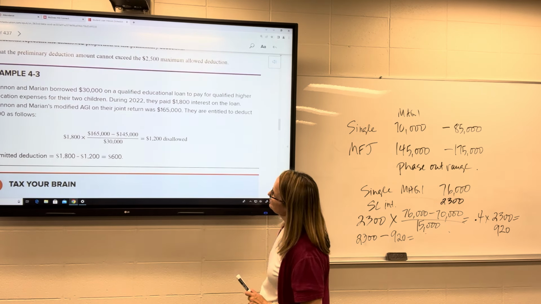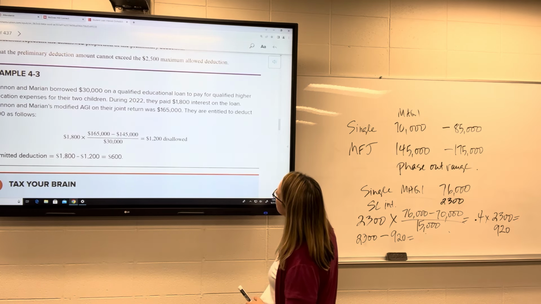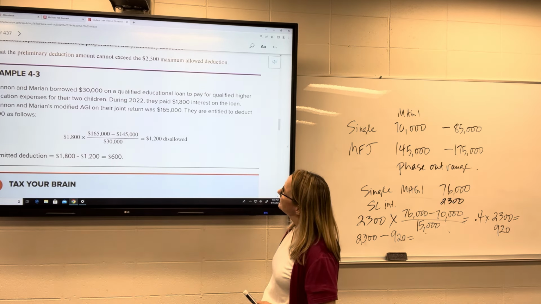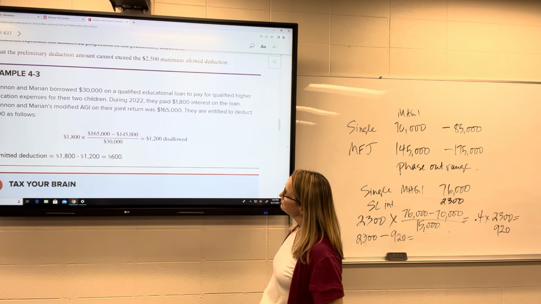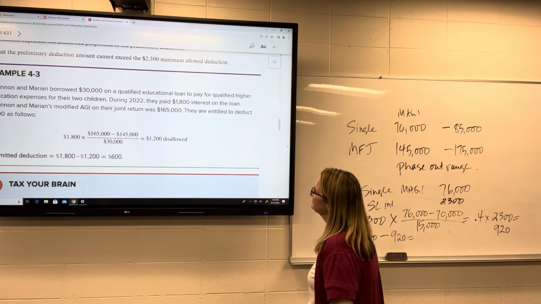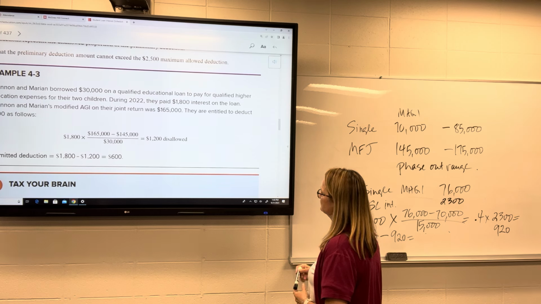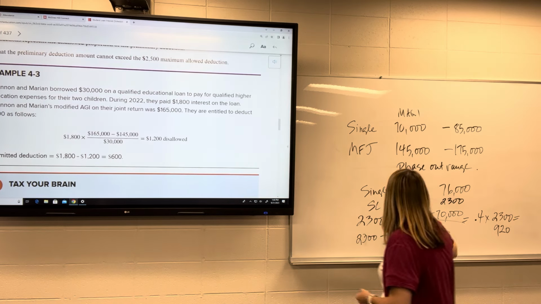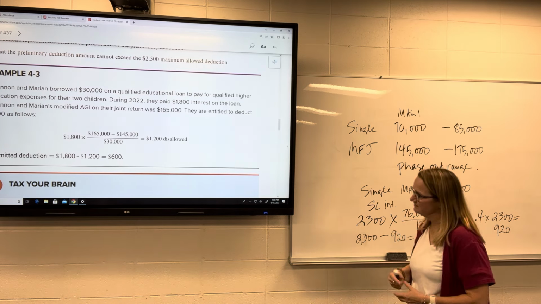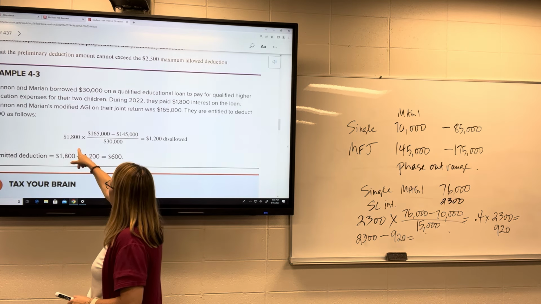So here's an example. Shannon and Marion borrowed $30,000 on a qualified student loan to pay for qualified higher education expenses for their 2 children. During 2022, they paid $1,800 of interest on the loan. Their modified AGI was $165,000. So they're still under the 175. They're entitled to deduct $600, calculated as such.